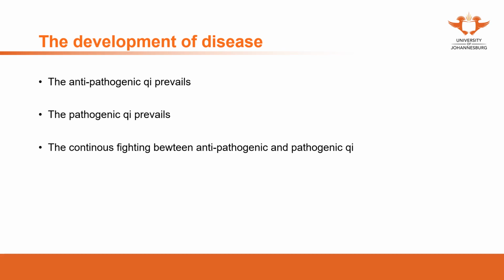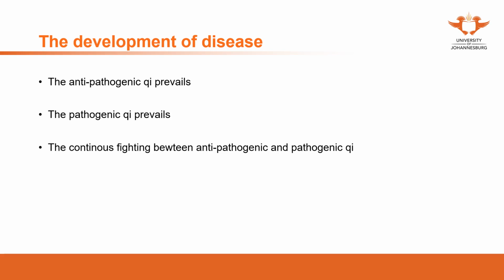These are the reason from the struggle between these two. The second is the pathogenic qi prevails. This kind of disease will develop into a worse condition. That's because the pathogen wins. Your enemy wins your army.